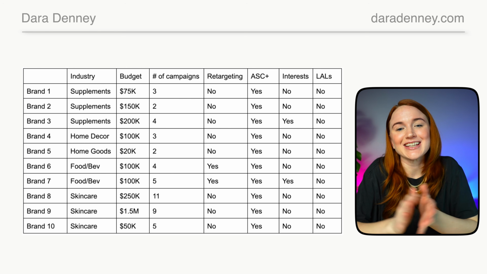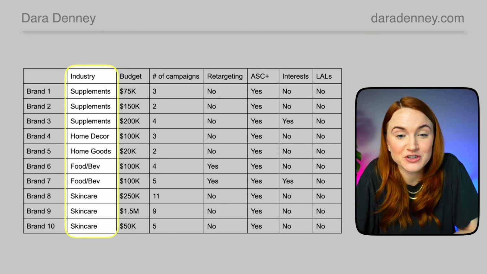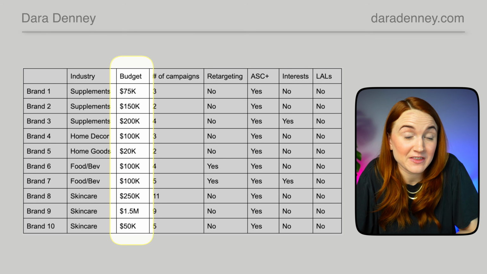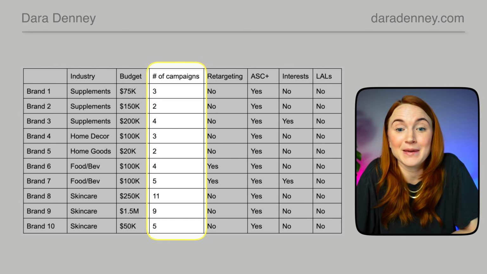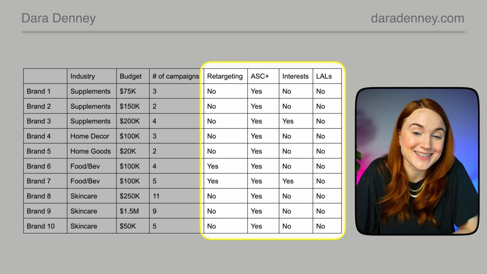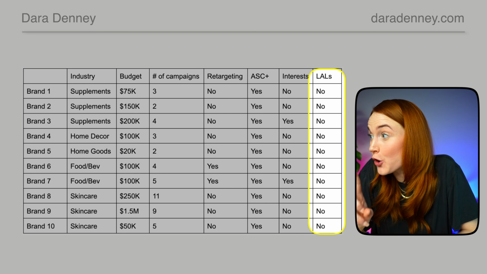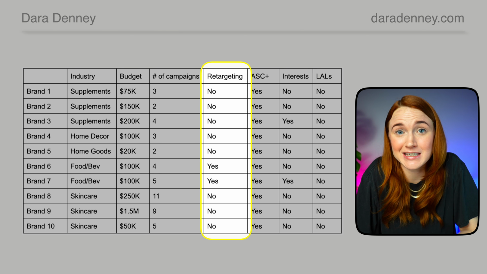Okay, now let's take a look at this chart, right? We have 10 different brands, several different industries. These are the monthly budgets that they've been using over the last 30 days, number of live current campaigns, if they're using retargeting, if they're using ASC, if they're using interests, and if they're using lookalikes. So big thing right here, is anyone using lookalikes? No. And not many people are using interest targeting either. Retargeting is also massively on the decline because everyone's using ASC, and the idea there is that they are getting those retargeting audiences in those ASC campaigns.